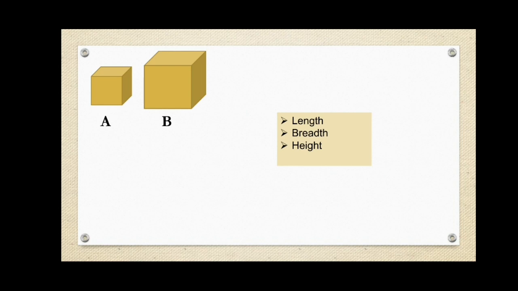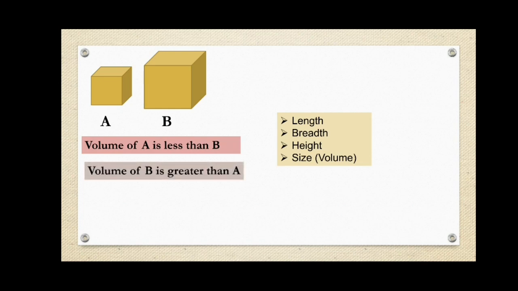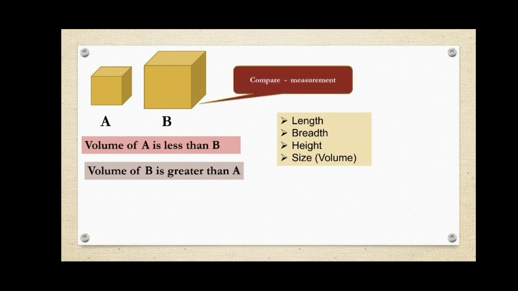And specifically if I want to describe, I would say the size or the volume of the two boxes are different. I can say the volume of A is less than B, or I can say the volume of B is greater than A. So what we do here is we compare the two boxes by measuring its length, breadth and height. So measurement is the comparison of a physical quantity with its same kind, and the length, breadth, height and volume are called physical quantities.